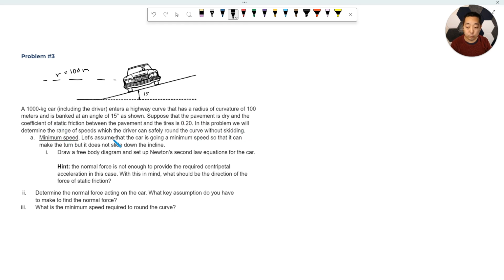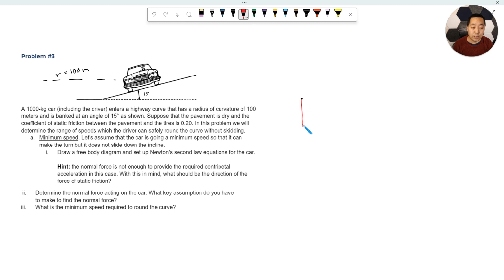In this problem, we will determine the range of speed at which the driver can safely go around the turn without skidding. Let's assume the car is going at minimum speed, so it can make the turn but does not slide down the incline. Just pretend it's going really slow, barely moving. So let's draw the free body diagram here, okay? And they give you some hints here.